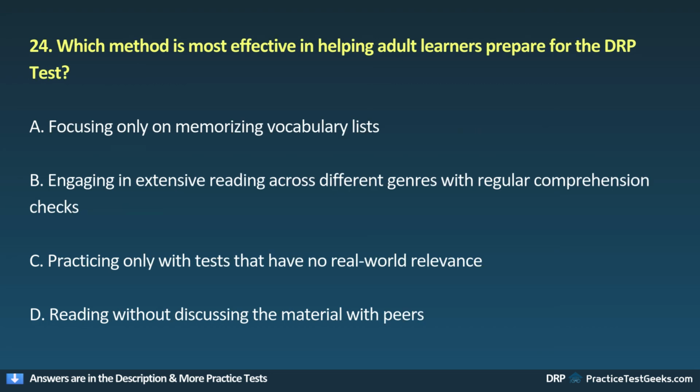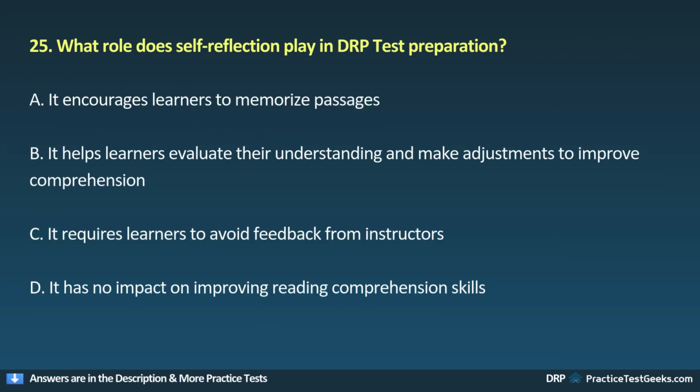24. Which method is most effective in helping adult learners prepare for the DRP test? A. Focusing only on memorizing vocabulary lists. B. Engaging in extensive reading across different genres with regular comprehension checks. C. Practicing only with tests that have no real-world relevance. D. Reading without discussing the material with peers.